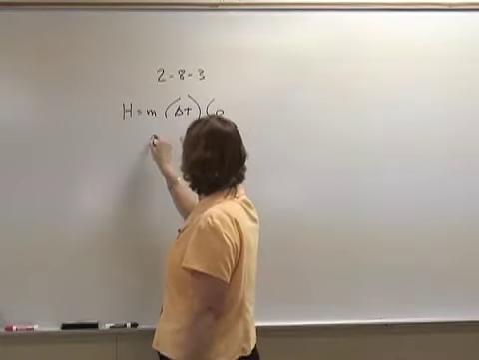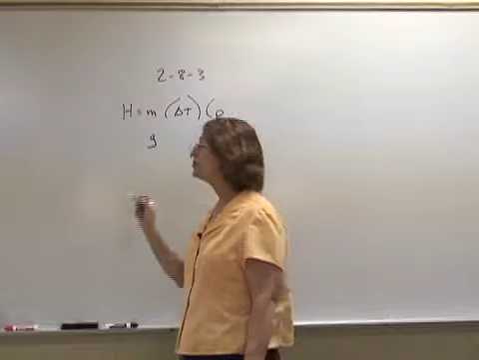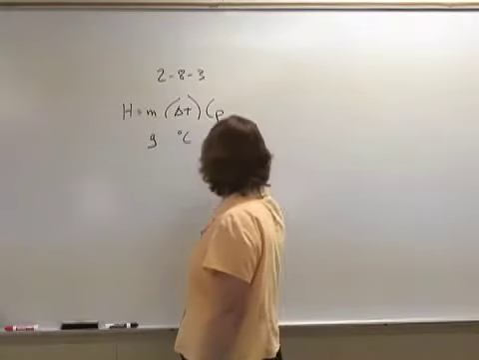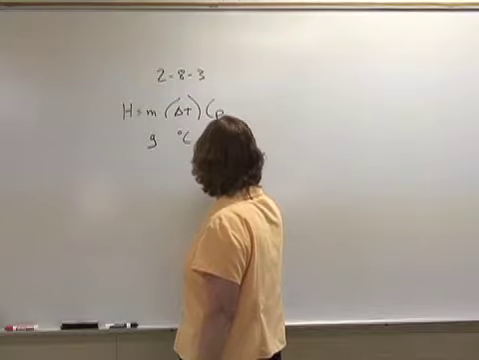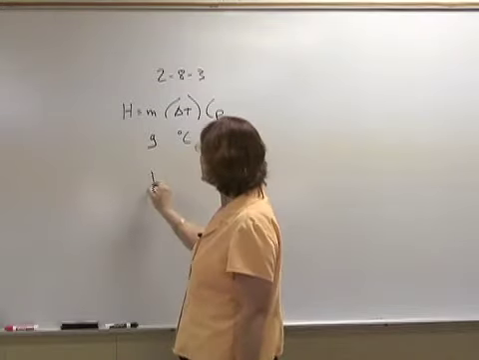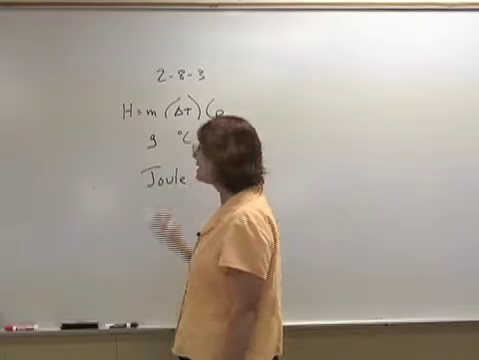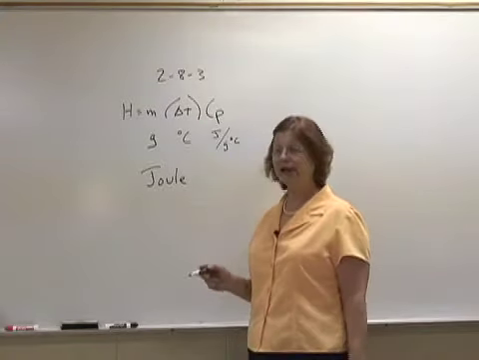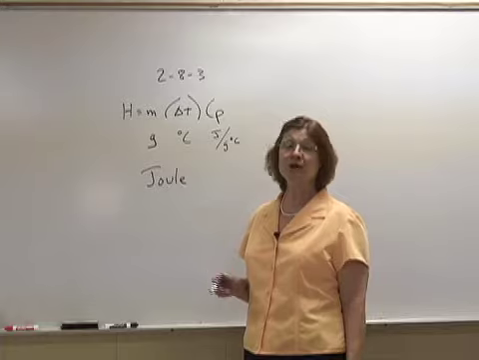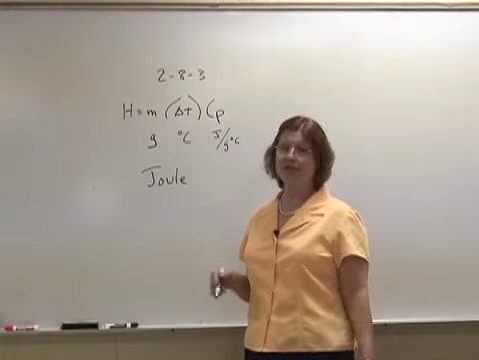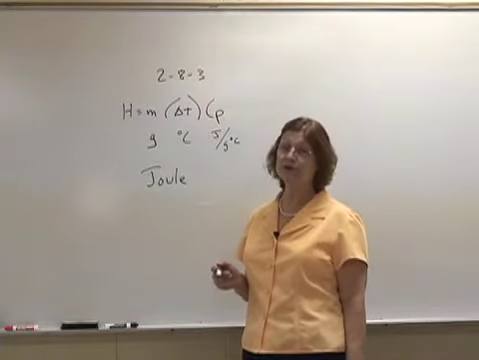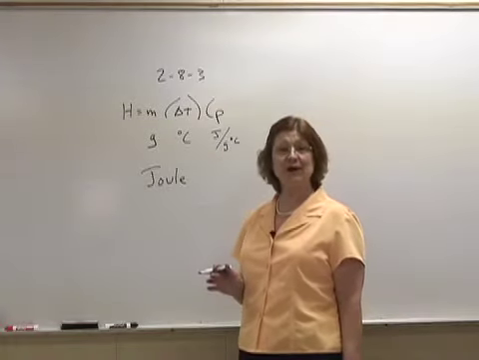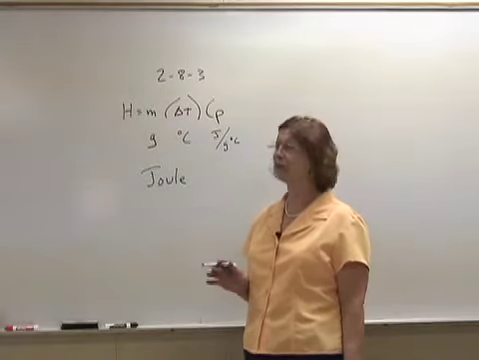Mass is given in grams, the change in temperature is in degrees Celsius, and our specific heat capacity is in joules per gram degrees Celsius. Now a joule is the scientific international unit for heat. And oftentimes we use kilojoules when we have a very large number. And there are 1,000 joules in 1 kilojoule. But for specific heat, we use joules per gram degrees Celsius as the unit.